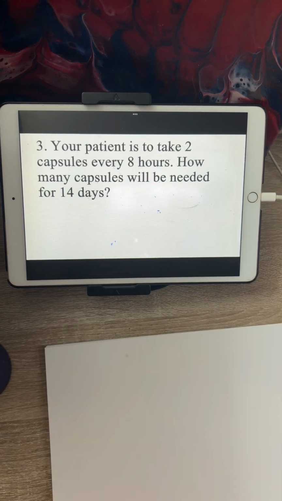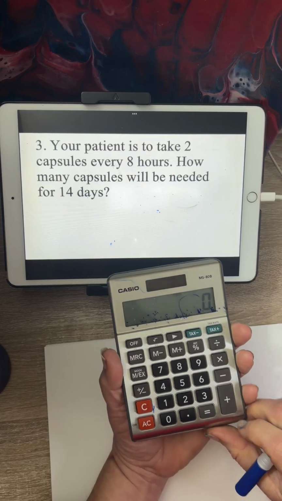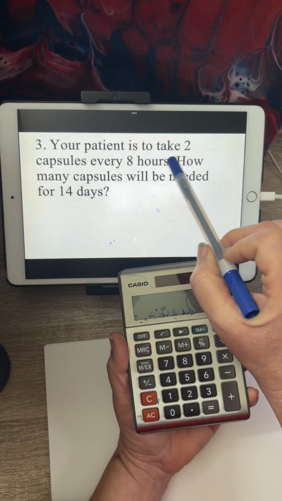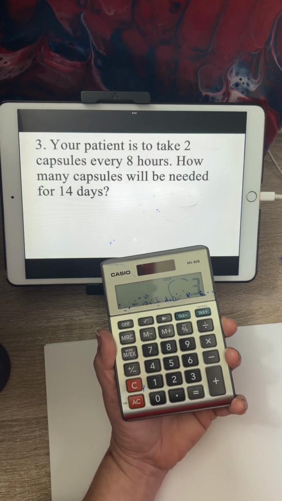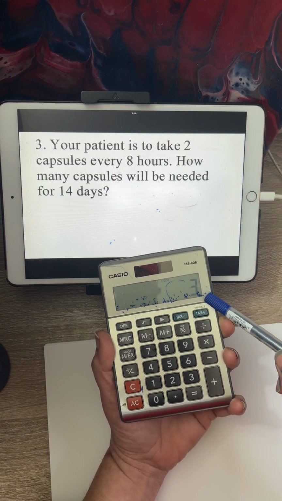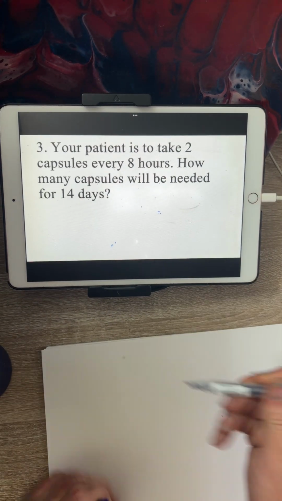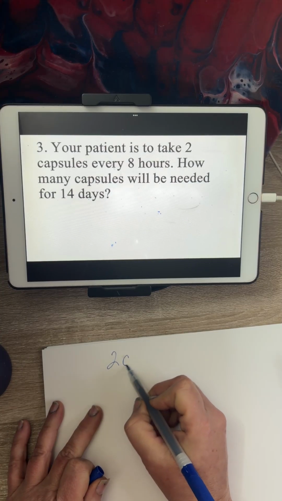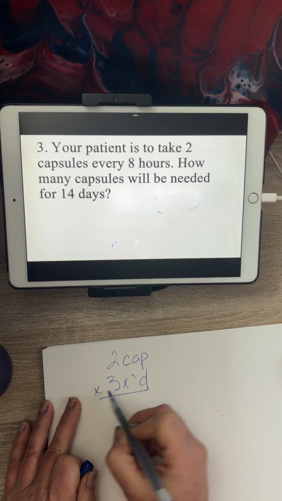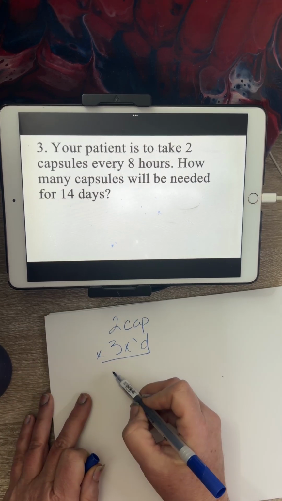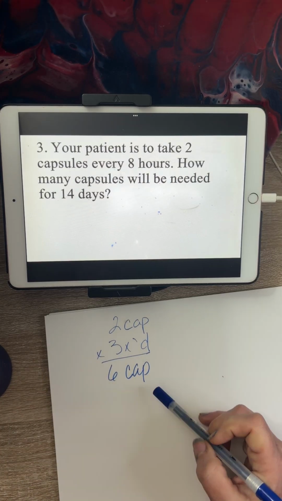It's 3. If you said 4, you are the majority of people that I asked that question. If you're not sure, just don't trust your brain. Do 24 hours, and every 8, he's going to get 3 times a day. What's he getting? 2 capsules. So we can do 2 capsules 3 times a day and multiply that, and we get 6 capsules a day. I know you know that. You see that. We don't need a calculator.